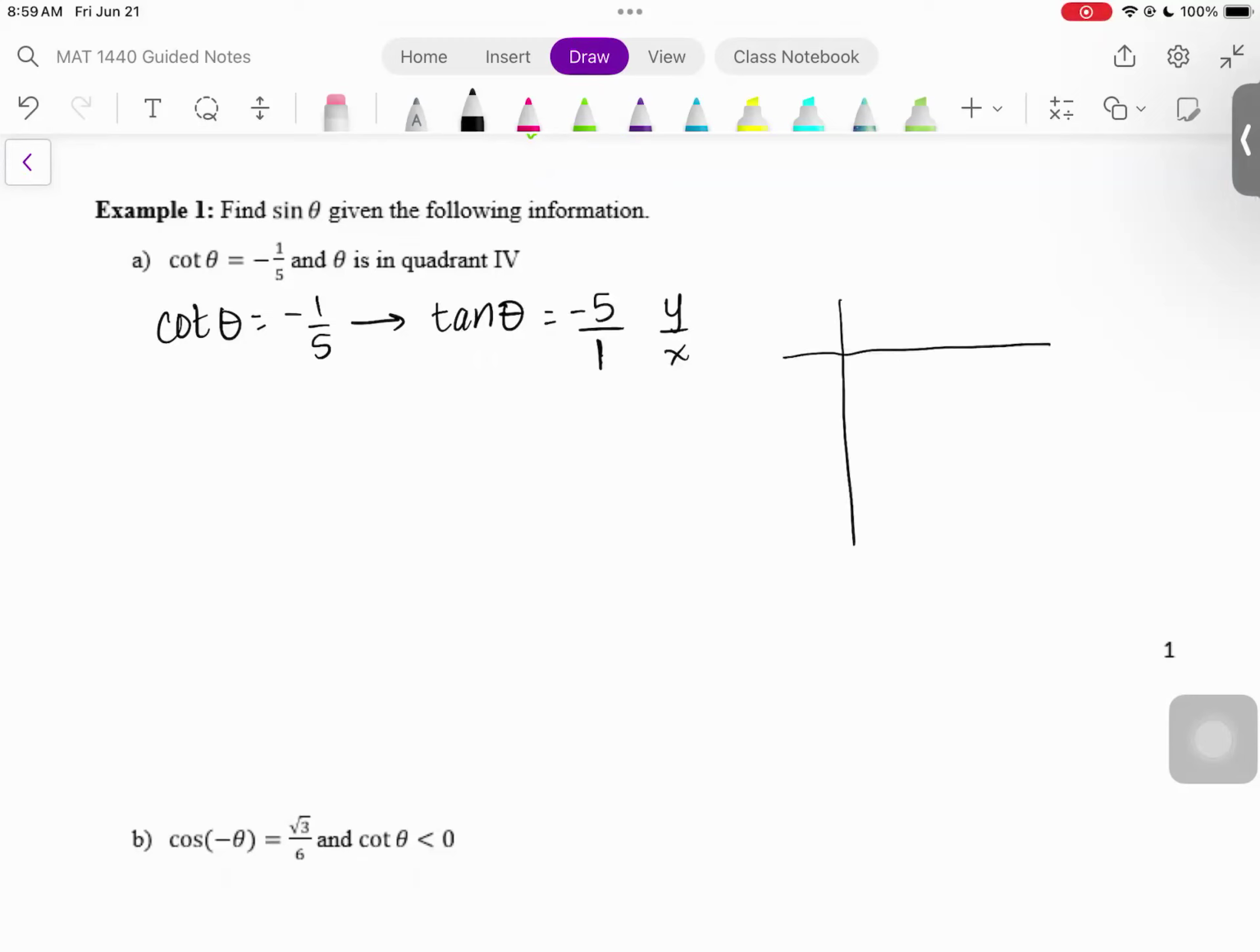So if we graph our angle that has a y value of negative 5 and an x value of 1, we can set up our right triangle. This is 1, this is negative 5. We can use the Pythagorean theorem to help us find the value of the hypotenuse, which is what we're going to need if we want to find sine of this angle theta.